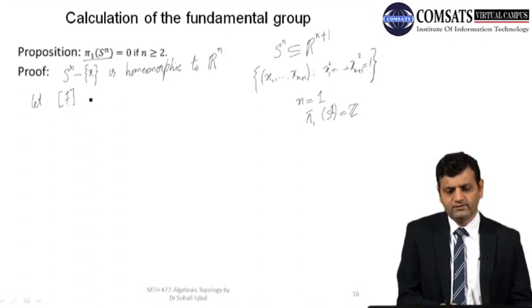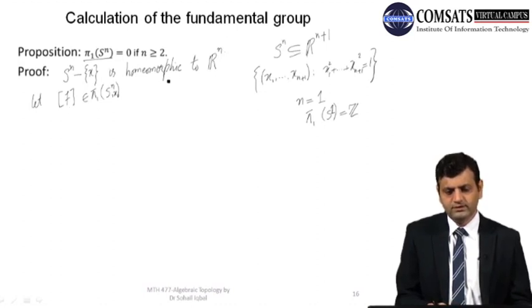So let this path class [f] belong to pi 1 of Sn, based at some point, of course. Let's say that point is x naught. Now we are going to show that this f is homotopic to a constant map, or it's null homotopic.